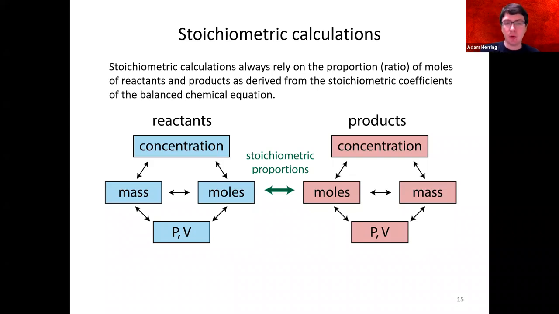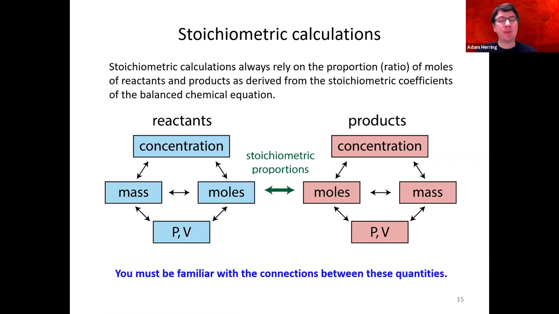It's not possible to easily relate the mass of reactants to the mass of the products, or the pressure or the volume of reactants to the pressure or volume of the products. The fundamental currency of chemistry is moles. And so for all chemical reactions, your instinct should be to take whatever information you are given and convert it into moles of that substance and see how those reactants interact with each other to produce the products.